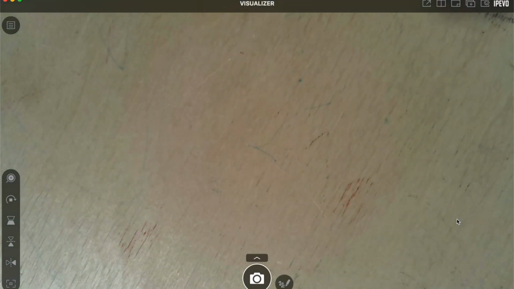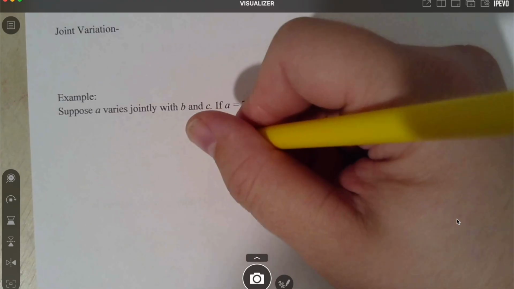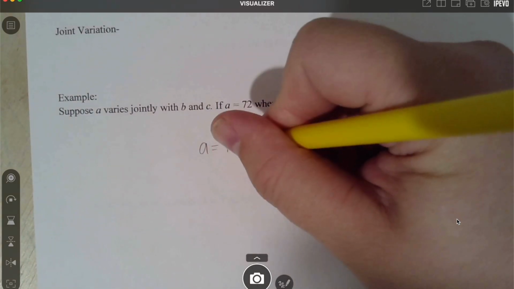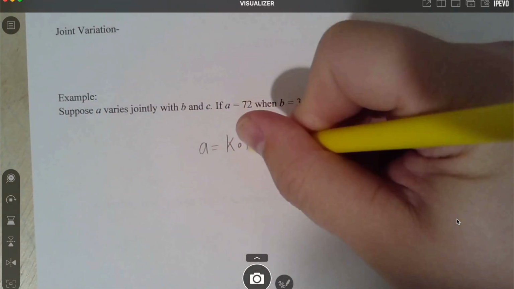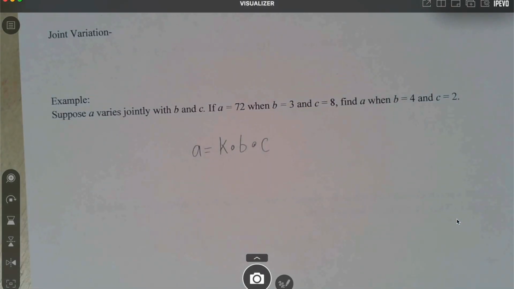We made it through chapter 7. Joint variation, I'm just going to write this example out, and then I'll let you work through it. If A varies jointly, it just means there's more than one multiplication. So that's all. There's B and C. And great, you just learned joint variation. Besides that, that's the entirety of Chapter 7.